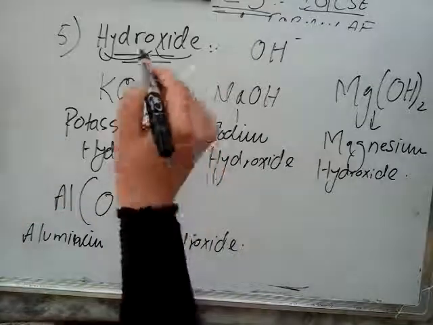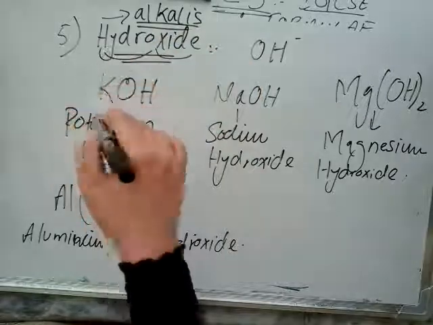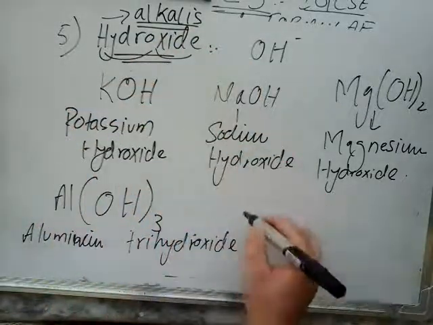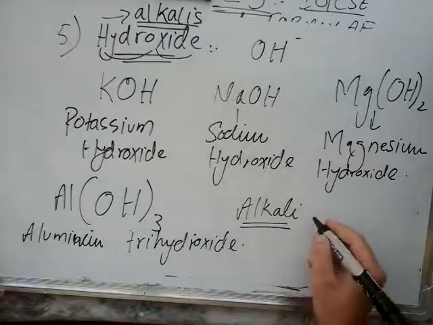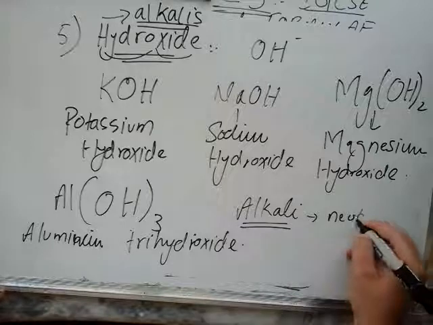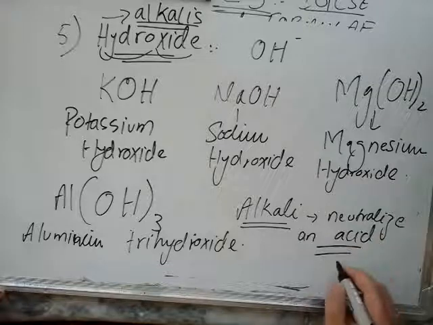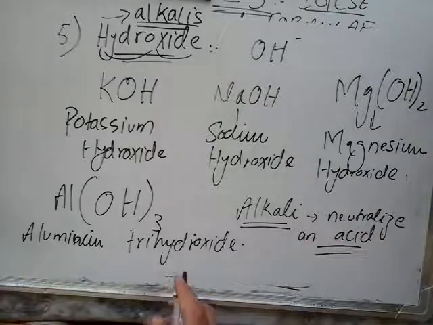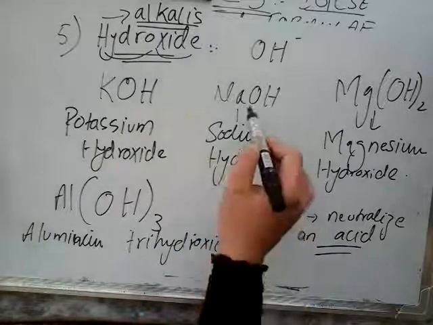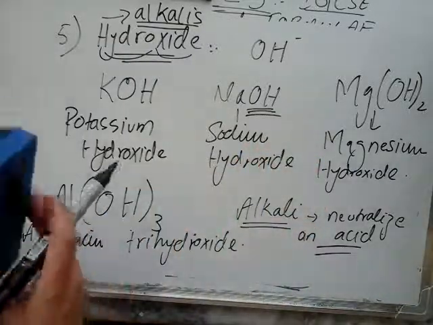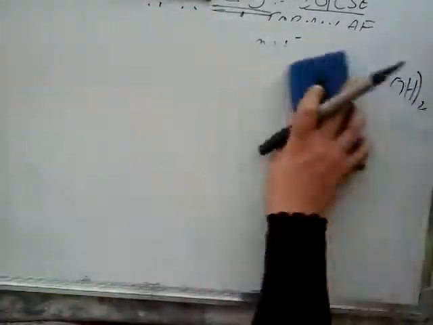Keep in mind that all these hydroxides are called alkalis. We will study this in detail later on, but keep in mind what alkalis are. Alkalis are those compounds that can neutralize an acid. We will study this later on in detail. But keep in mind that those compounds that have OH are alkalis. These are inorganic compounds.